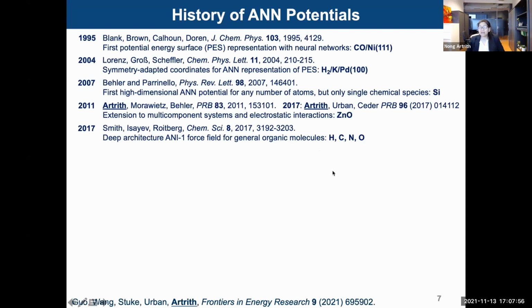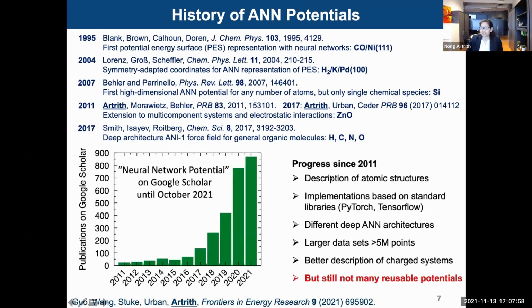Like you can see here, since 2011, neural potentials have become more and more popular. The number of publications per year is growing very fast. Like I just showed here, just a quick example in October. You can see it's really very fast. But as you can see, there are already many models, but not many potentials that can be reused. This means the field still really needs to make it easy to use and also to share with many other scientists, right?